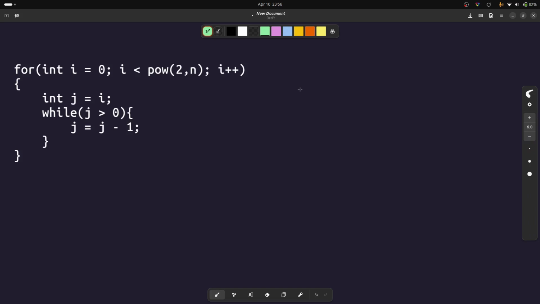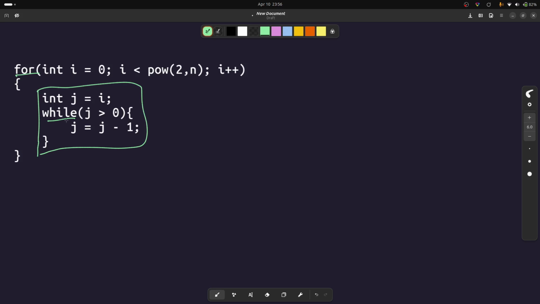Okay guys, now problem number 2. This is a combination of a for loop and a while loop. What we need to do is just understand what this code snippet is doing, and we will be able to figure out the time complexity. If I look at just the while loop, what is it doing? Just look at this part.